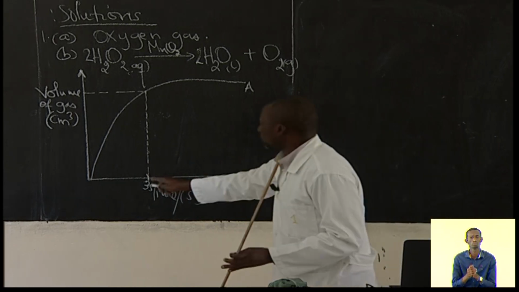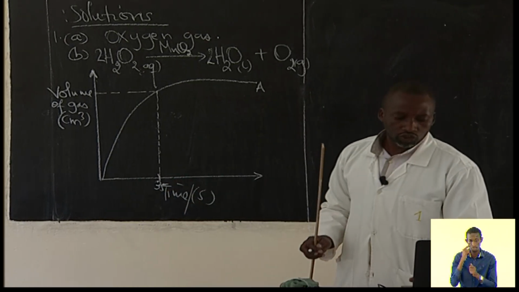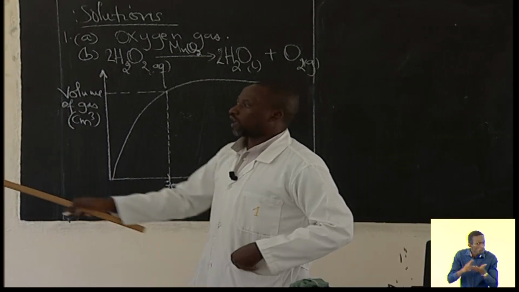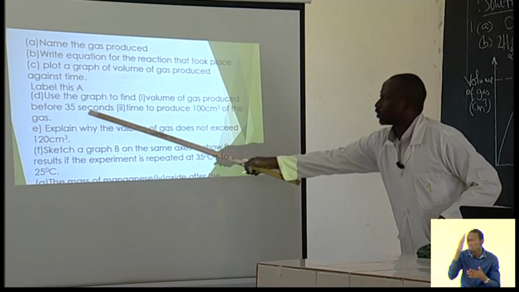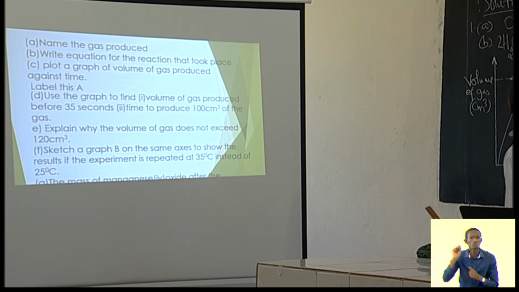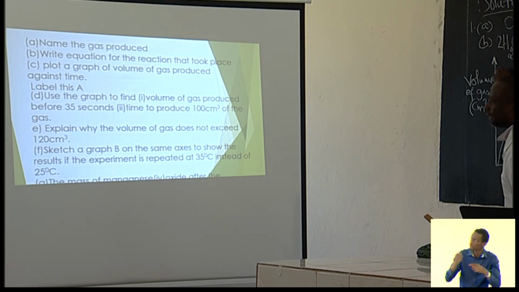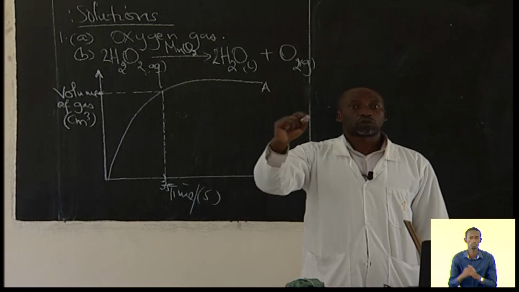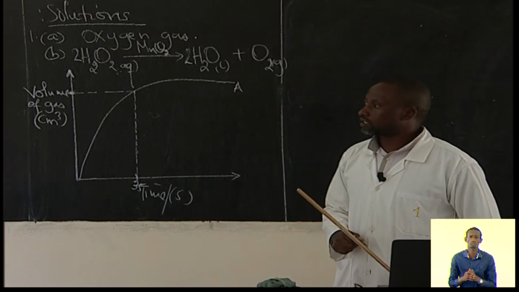So here, before 35, the question was asking us to use the graph to find the volume of the gas produced before 35 seconds. So we are moving. This is the volume of the gas here. So you read the volume at this point. That will be the volume that is produced before 35 seconds.